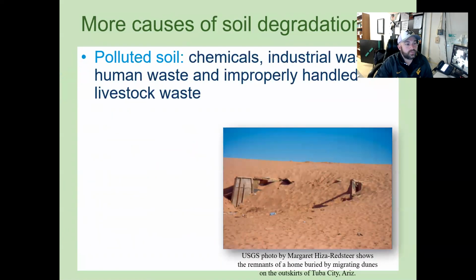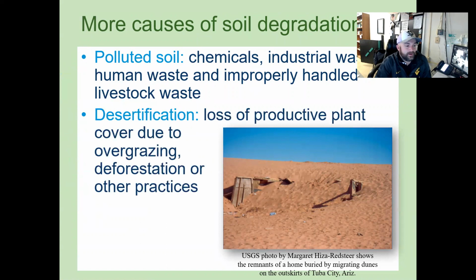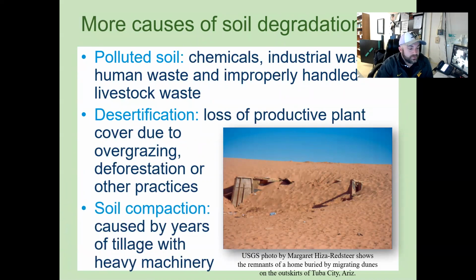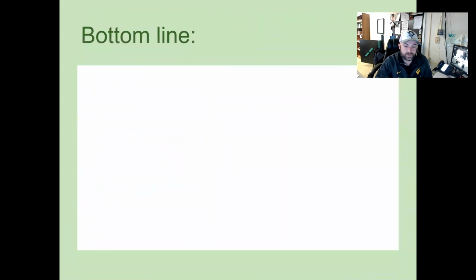So polluted soil: chemicals, industrial waste, human waste, and improperly handled livestock waste. Desertification: loss of productive plant cover due to overgrazing, deforestation, or other practices. If you've ever seen any of the deserts here in North America, you'll notice that there's barely any plant life, mostly just cactus, and those are even in rare locations, just because you don't have the proper soil to use and you're not getting the proper water. Soil compaction, which is caused by years of tillage with heavy machinery.